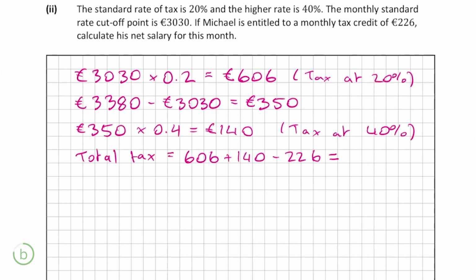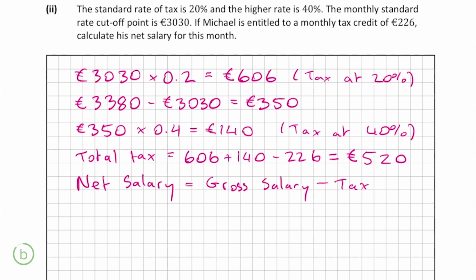So therefore his total tax is equal to €606 plus €140 and minus his €226 tax credit, and that works out to be €520. And as you should know, net salary is equal to gross salary minus tax, and that works out to be equal to €2,860 per month.